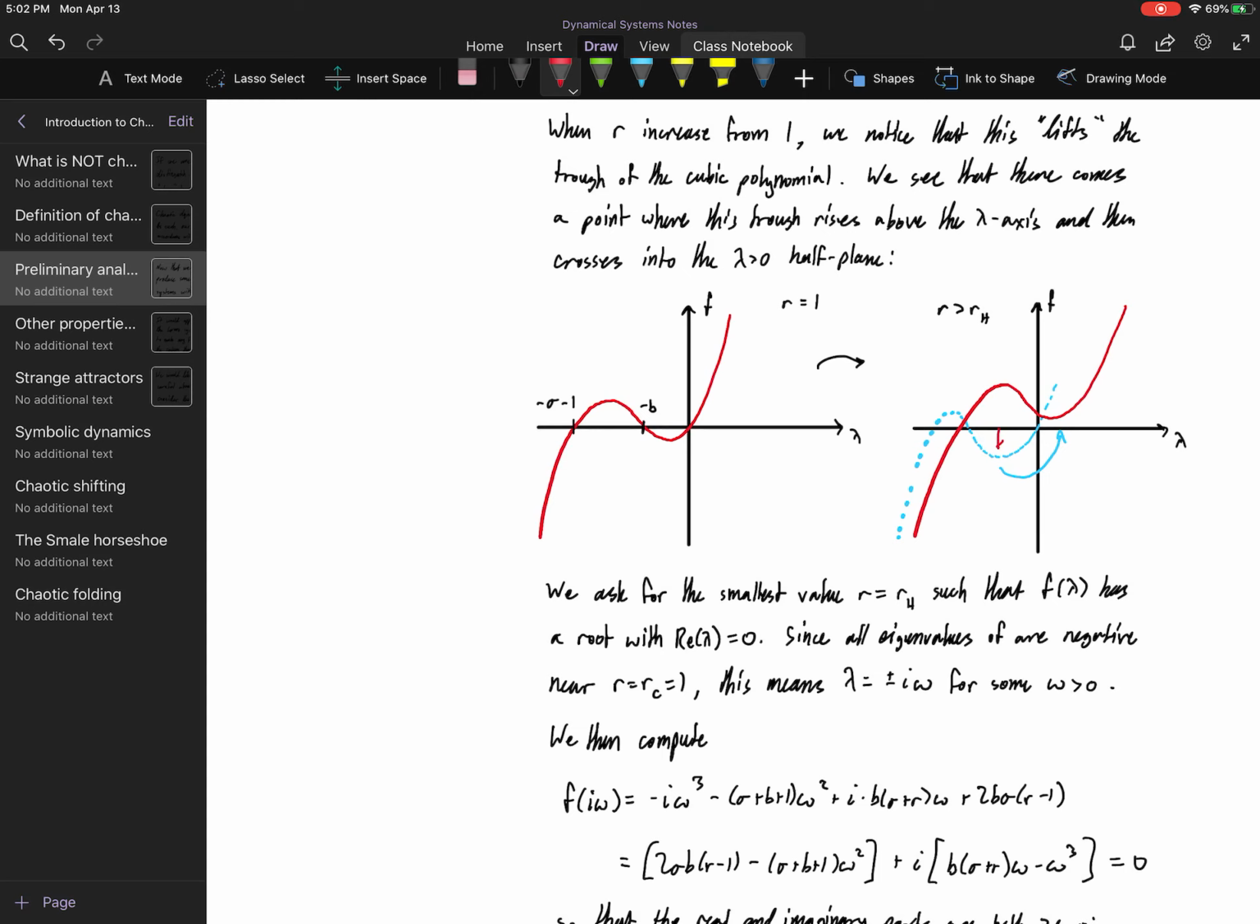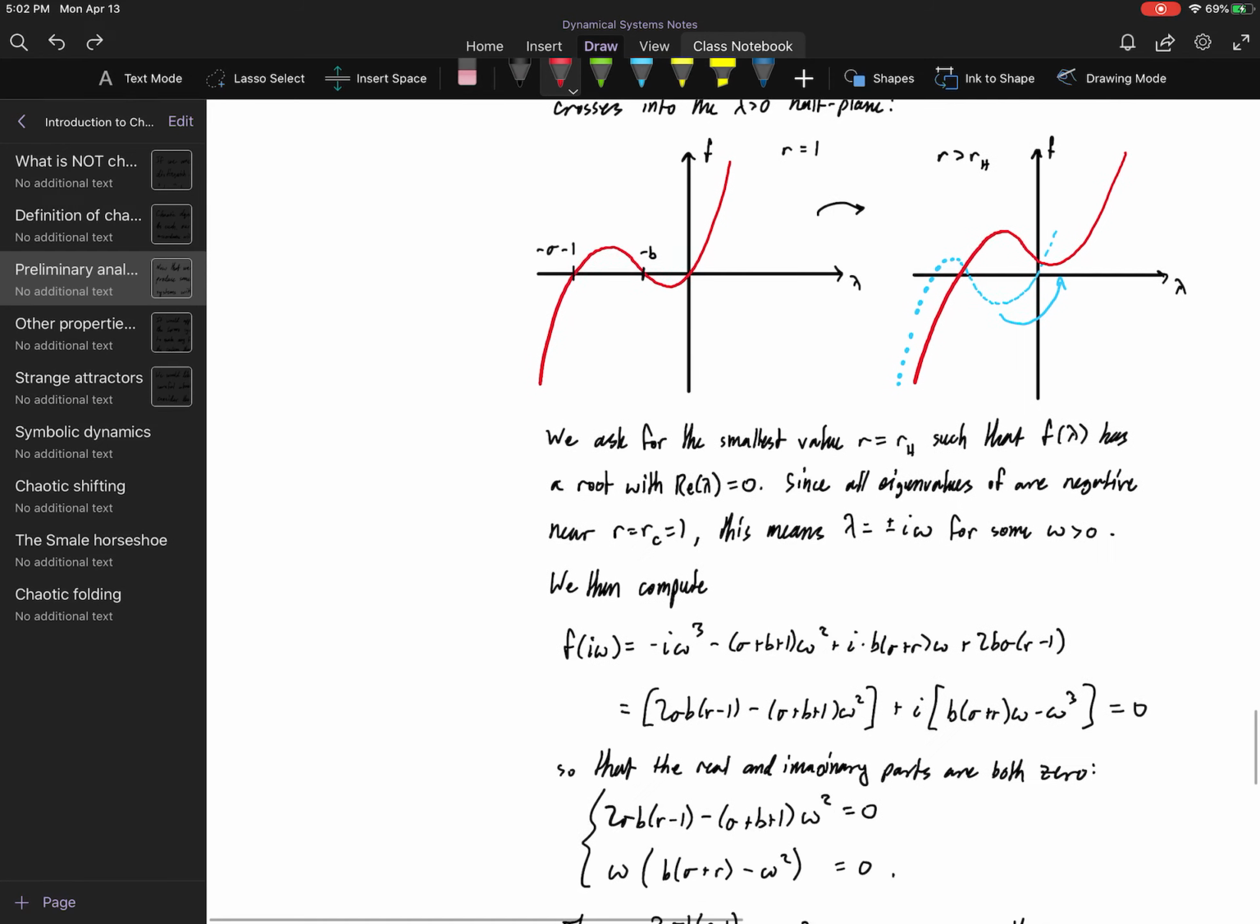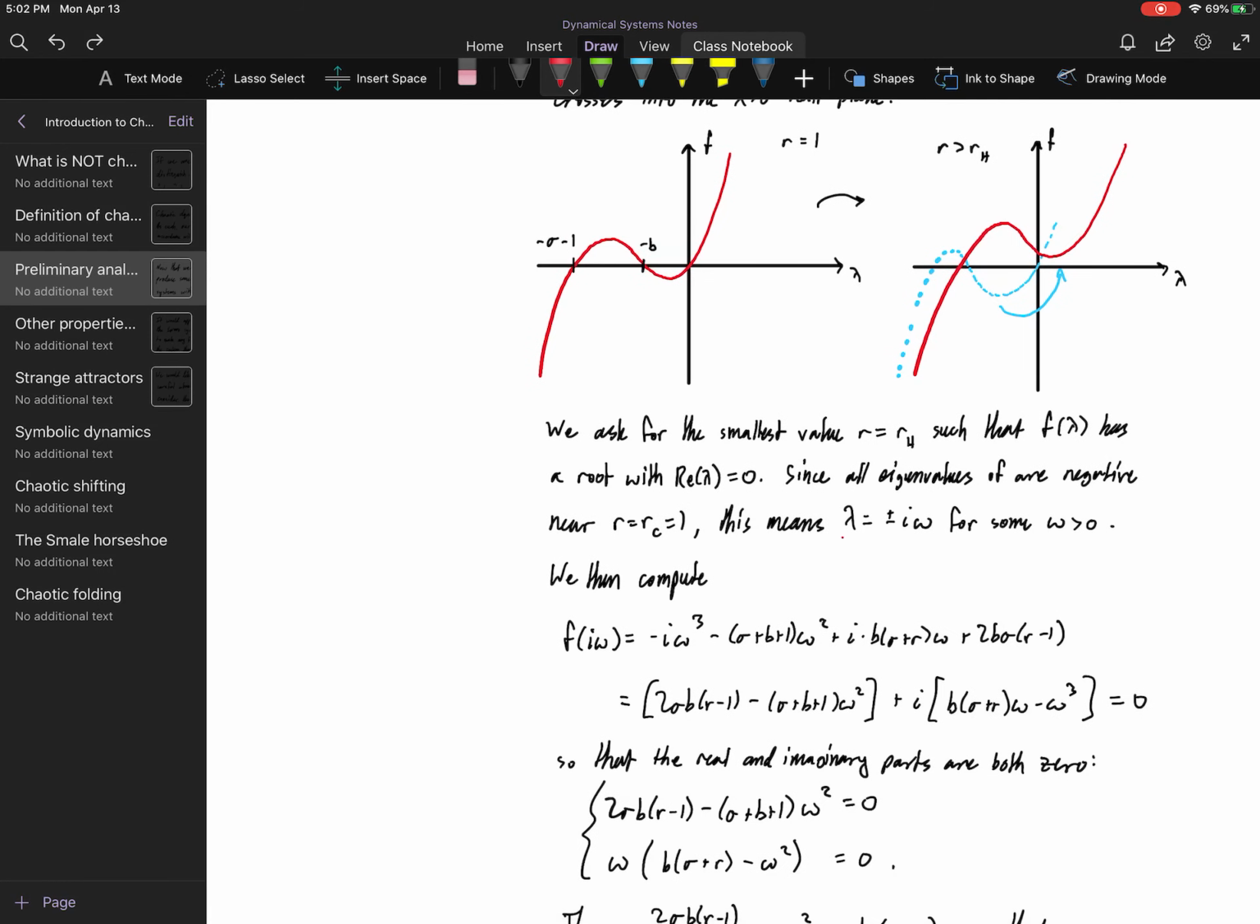The way this is going to happen, remember that this trough lifts up first so that we lose those roots, and then we move over from the negative side to the positive side in lambda. And that's exactly what we want here, because that tells us that our roots take a very particular form. That means that we go complex first, and then we cross the real axis, or the imaginary axis.